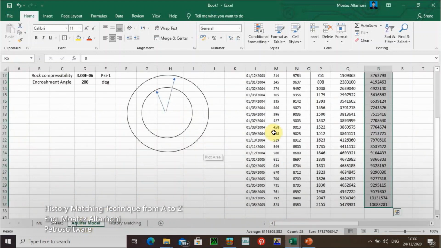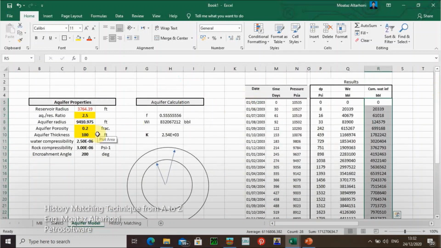So I will assume my result here is very good, and I get a good result for encroachment angle, aquifer thickness, and water compressibility, all of this information. Okay, so how can I confirm that?